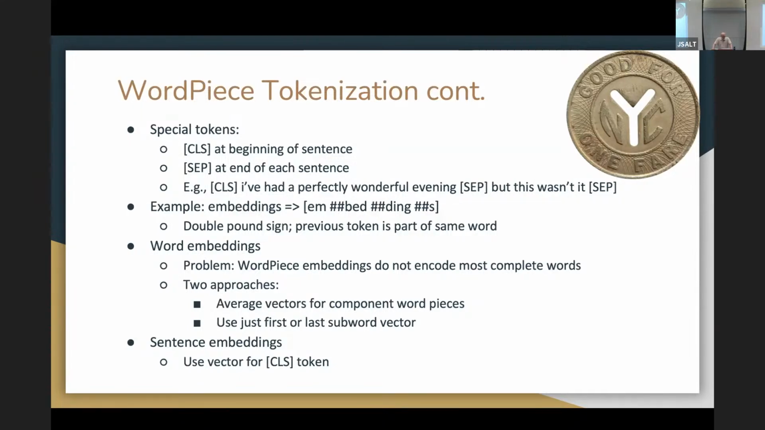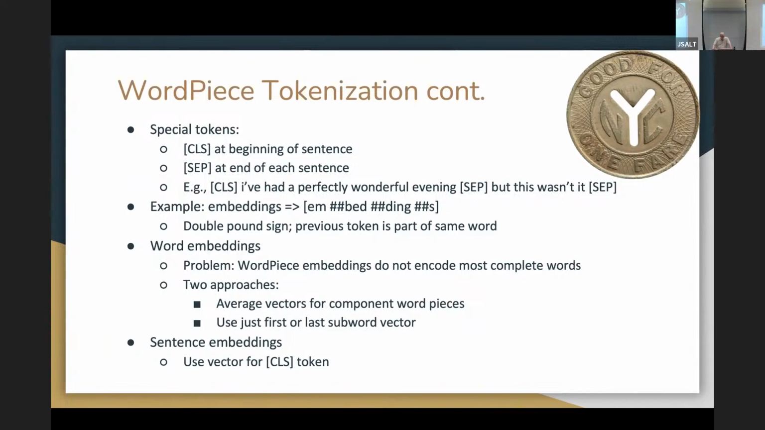WordPiece does have these special tokens: the CLS token that comes at the beginning of the input, and the SEP token that is used to separate pieces like sentences. So there's an example there. And if you want to have a single vector to represent your entire sentence, people will use the vector that the CLS token was trained to produce. This is useful if the size of your data is too big to handle one vector per token, you can do one vector per sentence that way.